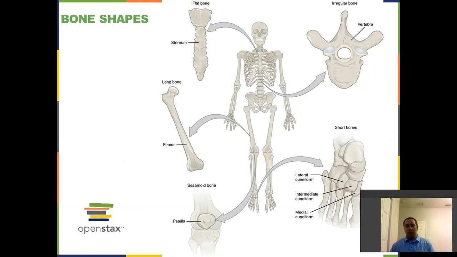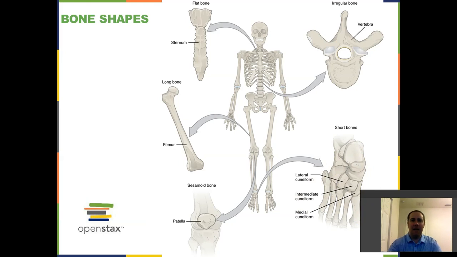When we look at bones, we can classify them based on shape. This is pretty easy. We have long bones. Long bones are long and skinny. They are longer than they are wide. We have short bones, which are basically the same dimensions all around. They look kind of like ice cubes. An example of that are the bones in our wrists and our ankles. You can see that in this picture here.